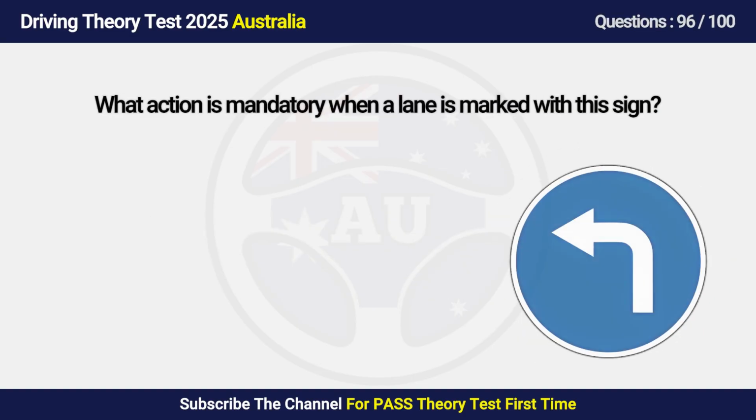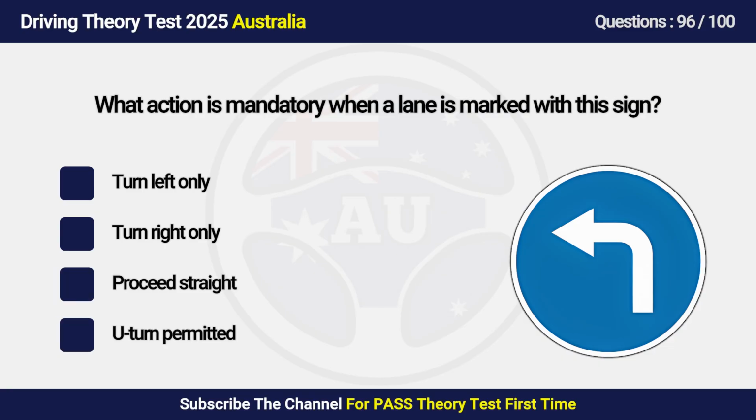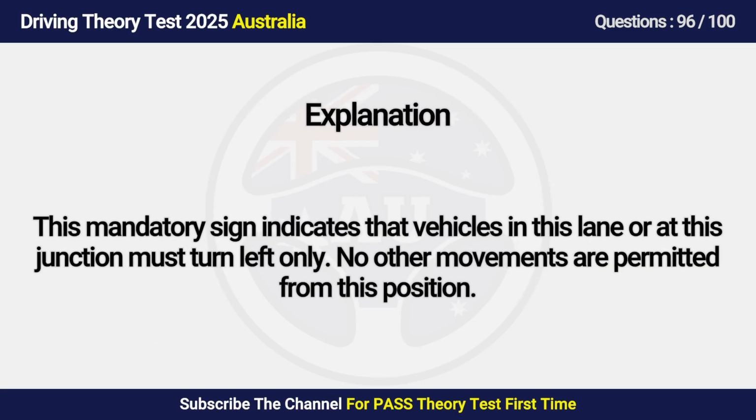Question 96. What action is mandatory when a lane is marked with this sign? A, turn left only. B, turn right only. C, proceed straight. D, U-turn permitted. Answer is A, turn left only. This mandatory sign indicates that vehicles in this lane or at this junction must turn left only. No other movements are permitted from this position.